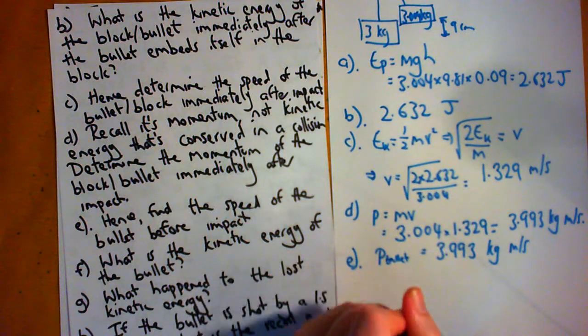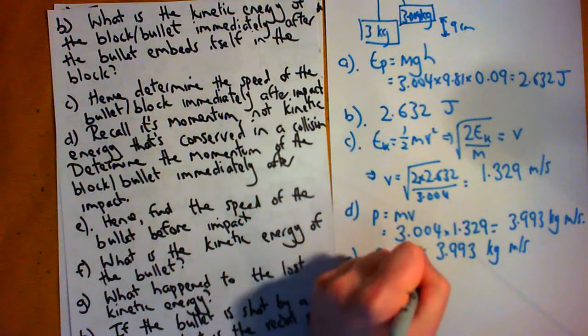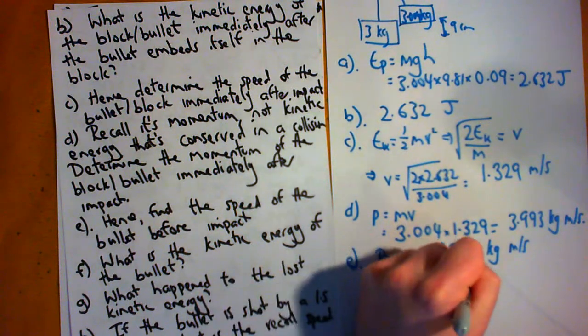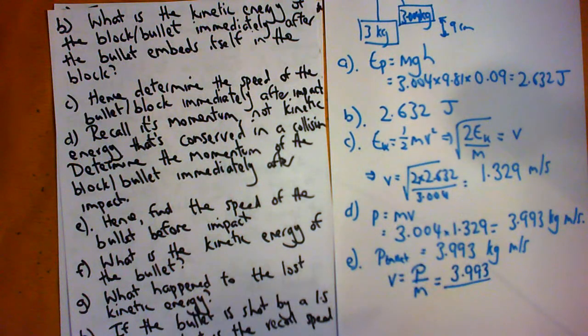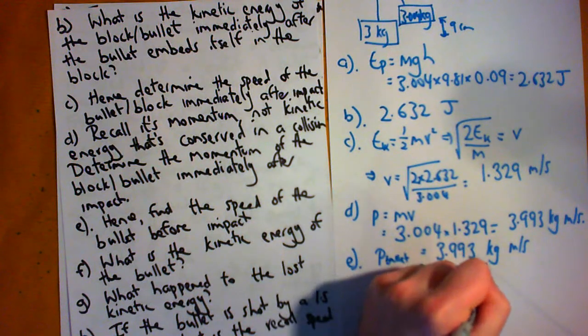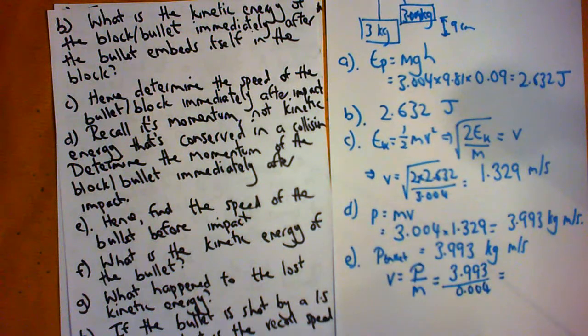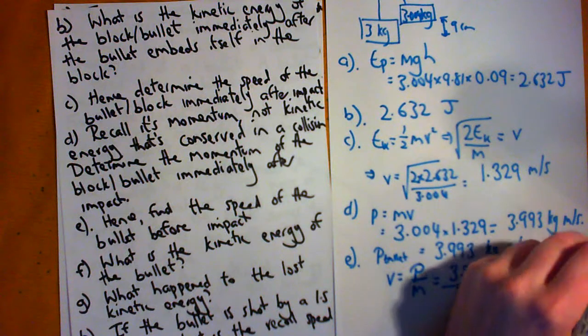So we've got m times v equals the momentum. We want to find the speed, so the speed is going to be the momentum divided by the mass, which is going to be 3.993 divided by mass. We're just looking at the mass of the bullet only now, because that's the only thing moving before collision. So that was 0.004 kilograms. And we find that we get a value of 998 meters per second.